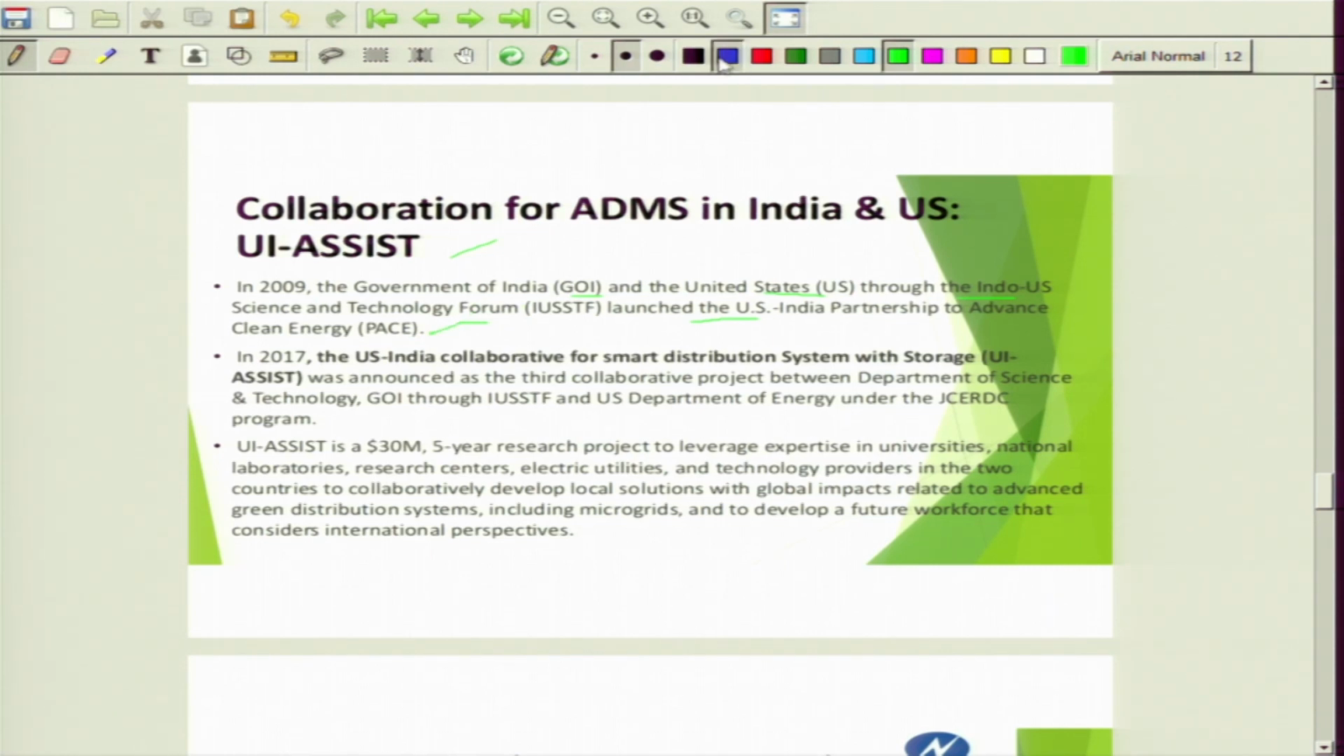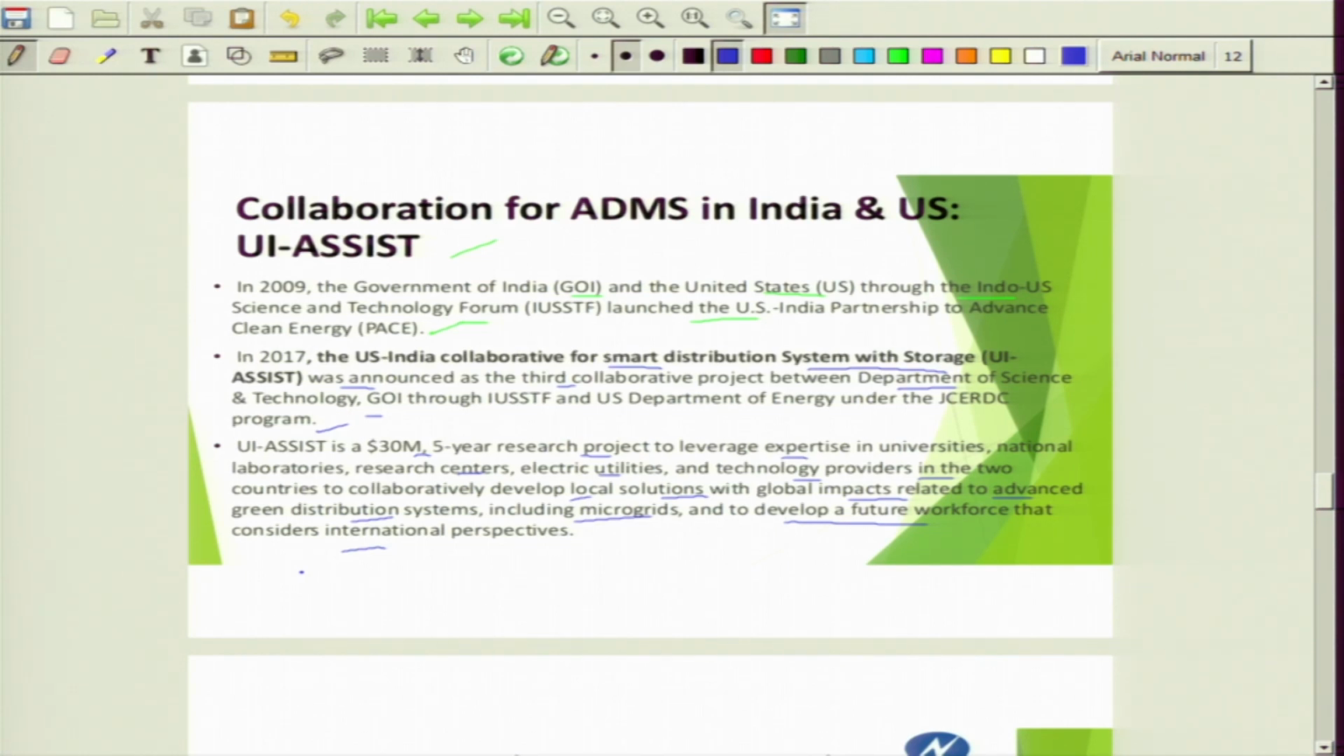In 2017, the US-India collaborative for smart distribution system with storage, UI Assist, was announced as the third collaborative project between Department of Science and Technology and the JCE ERDC program. It is a $30 million 5-year research project to leverage expertise in universities, national laboratories, research centers, electric utilities and technology providers in the two countries to collaboratively develop local solutions with global impacts related to advanced green distribution systems, including microgrids, and to develop a future workforce that considers international perspectives. So, this is a collaborative research project between India and US.